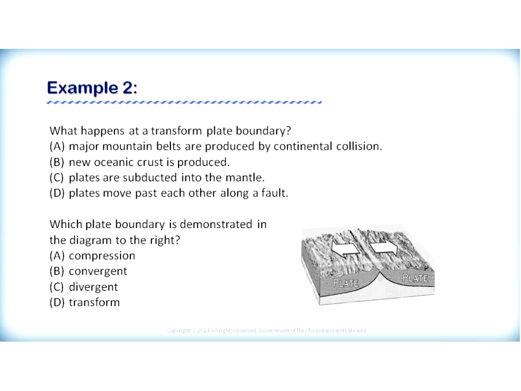Example number 2. First question reads, what happens at transform plate boundaries? At transform plate boundaries, we see 2 plates sliding past one another where neither is created or destroyed. So if we look at our answers, we see that D will be the best choice. Tectonic plates move past each other along a fault, which is called a transform fault.